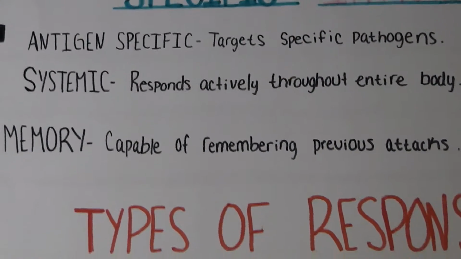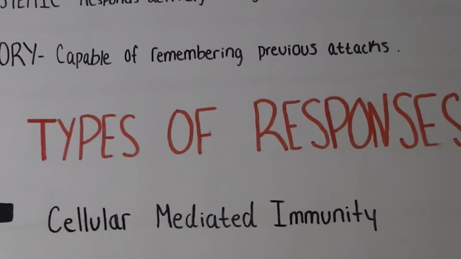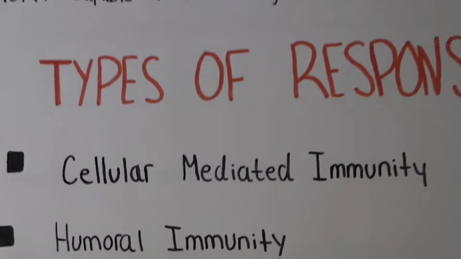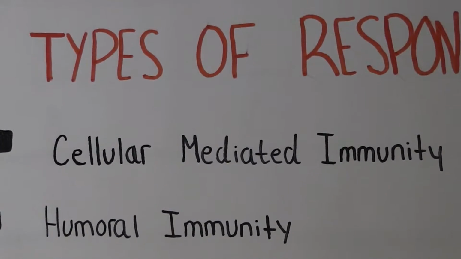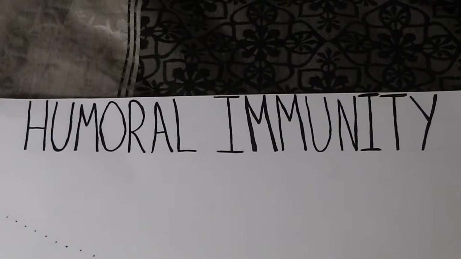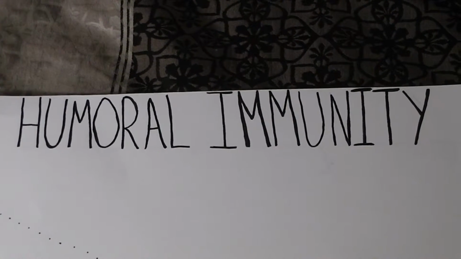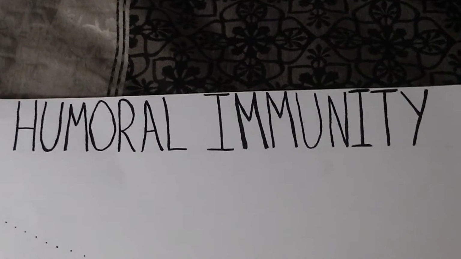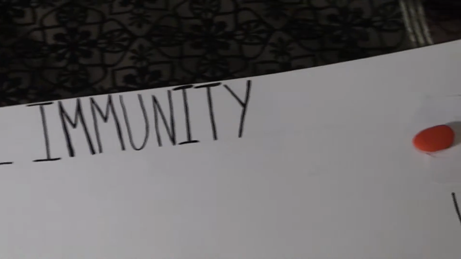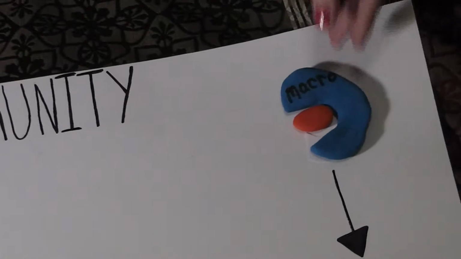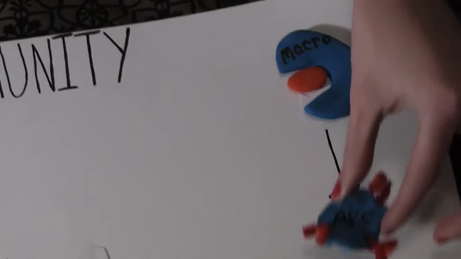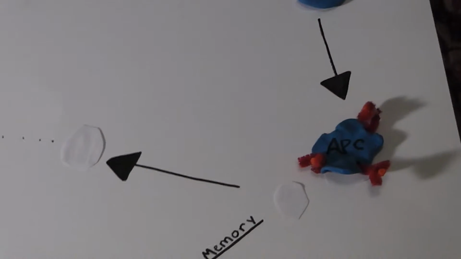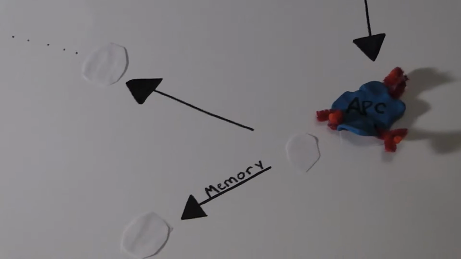The types of responses that involve specific immunity are humoral immunity and cellular-mediated immunity. Humoral immunity is only found in fluids such as blood and lymph. The process begins with a macrophage that engulfs the pathogen and displays its antigenic fragments on the outside of the cell. This forms an antigen-presenting cell.